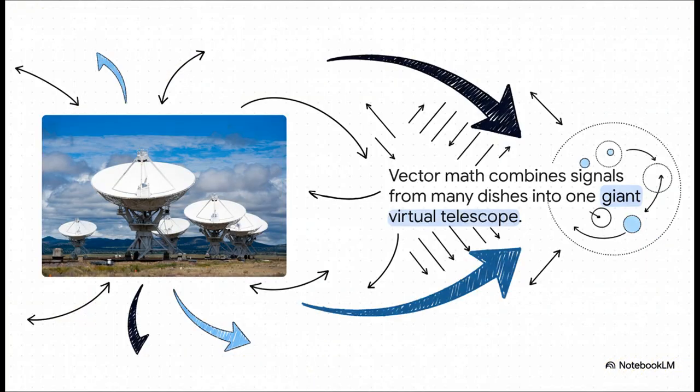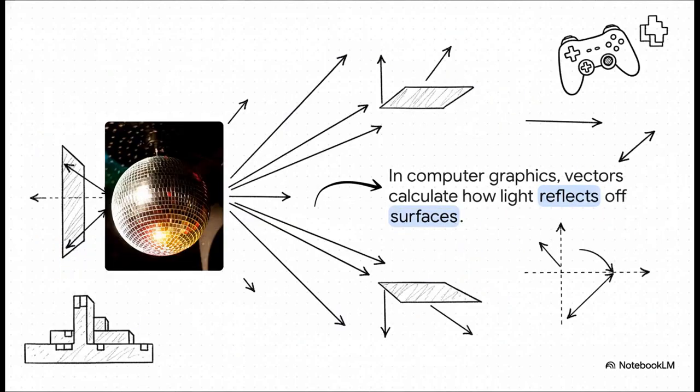When they look at a star, the signal hits each dish at a slightly different time. Well, using vector math, astronomers can perfectly combine all those signals, correcting for those tiny time differences, and essentially turn dozens of small telescopes into one single, massive virtual telescope. It's amazing. And if you've ever played a video game or seen a CGI movie, you've seen this in action.